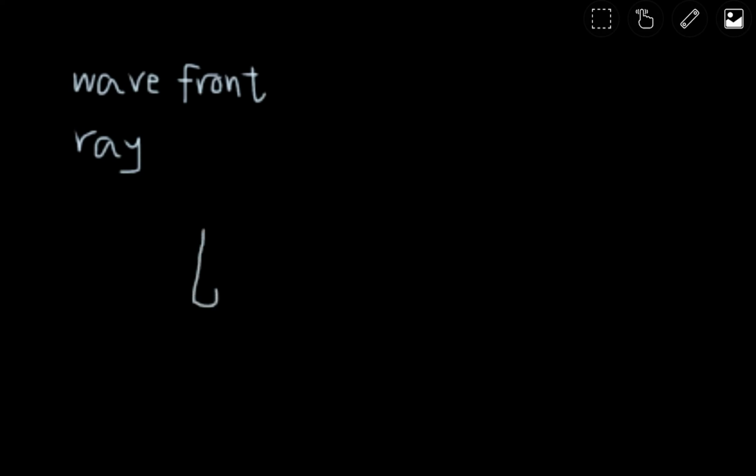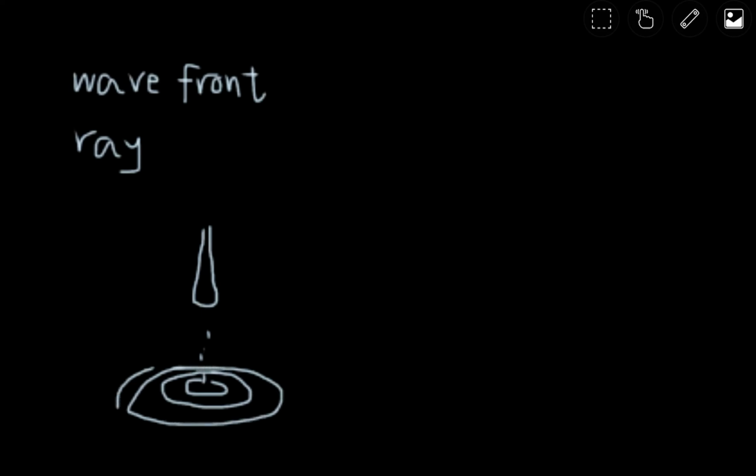Let's just say we've got a water drop here, and it's dropping down, right? And then you create these waves that look like these. These are the wavefronts, okay? Wavefronts indicate all the points that a wave reaches at a specific moment. So it's just like these circles here. It's just like that.